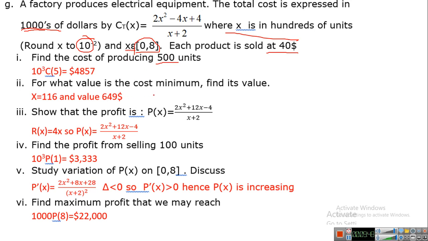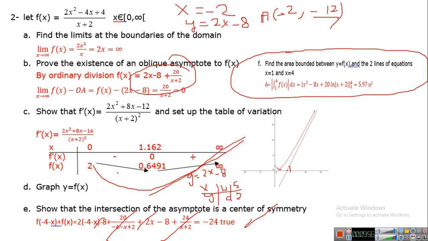For what value is the cost minimum? Now we already have the graph of this one. No need to do the derivative and the boundaries. You can go to the variation. This is the minimum, you can see it here. The minimum is at x equal 1.16, they said rounded to 10 power minus 2. So times 100, it will be 116, and its value is 649, and it's in thousands, so it will be $649.